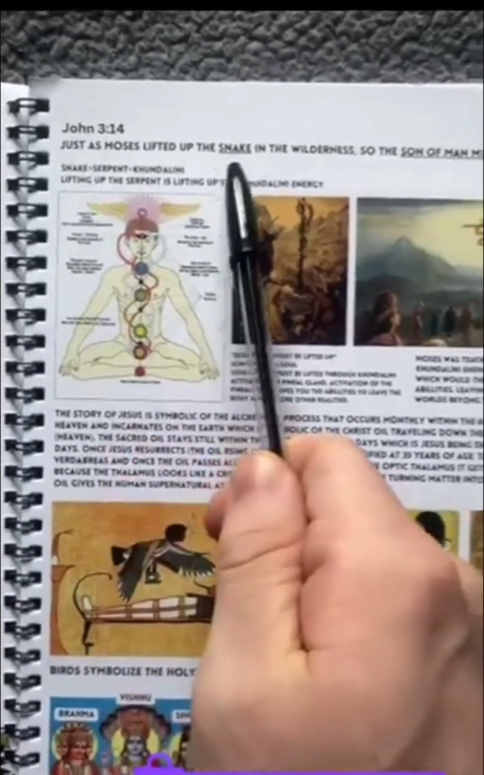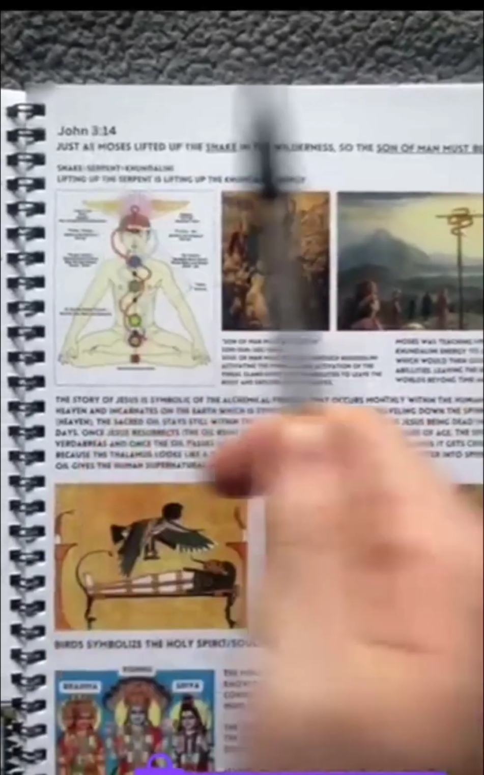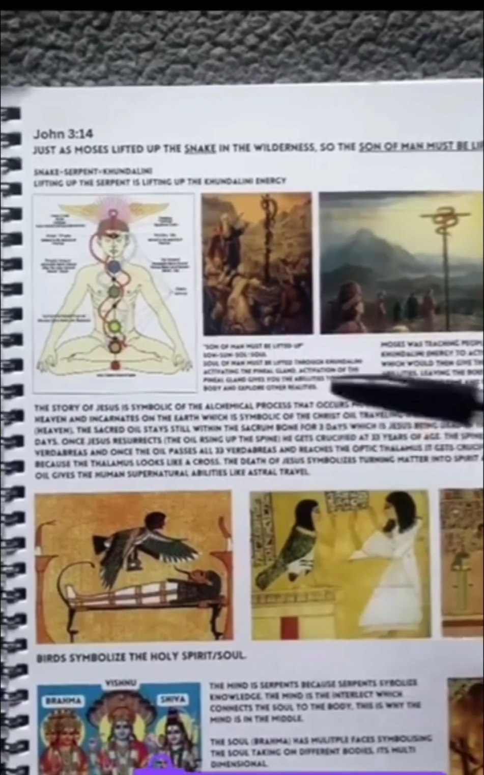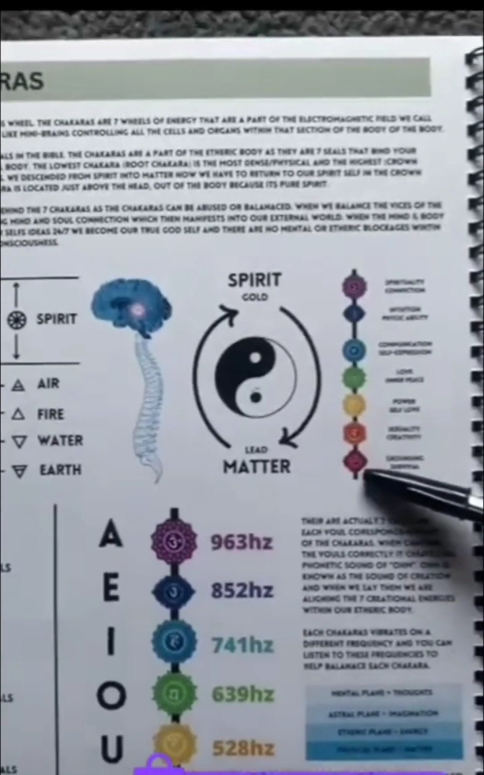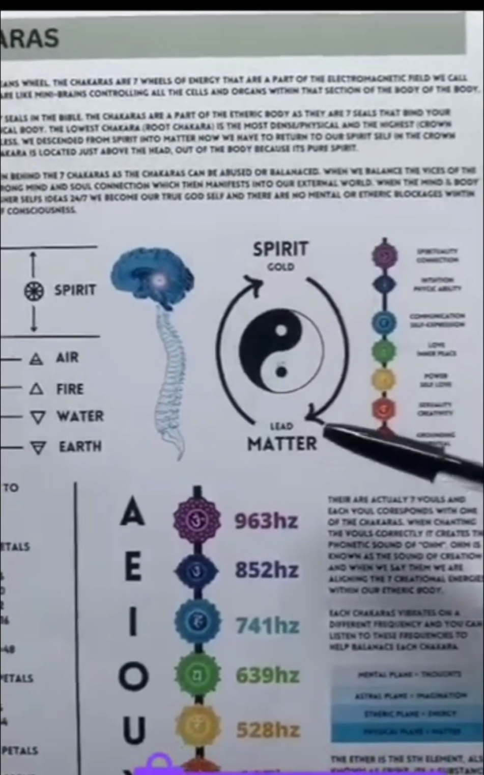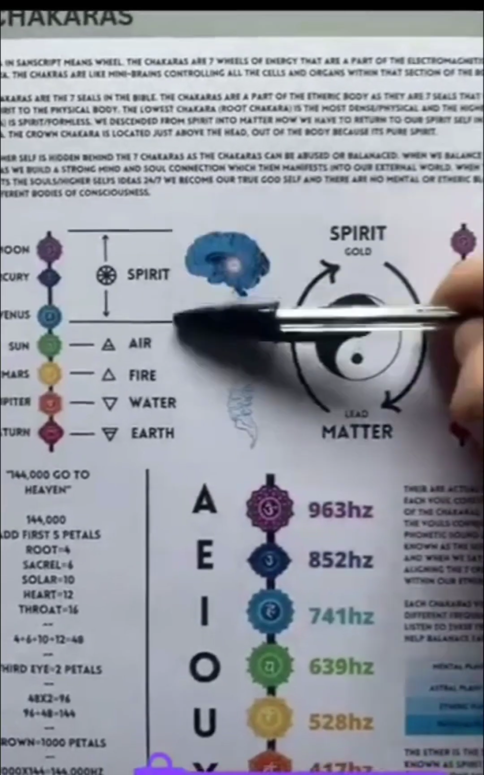This is why Moses lifted up the snake in the wilderness in John 3:14. He isn't playing with the snake in the woods, he's raising the kundalini. This is the snake. Jesus dying at 33 is symbolic of turning matter into spirit, turning to your spirit true form.